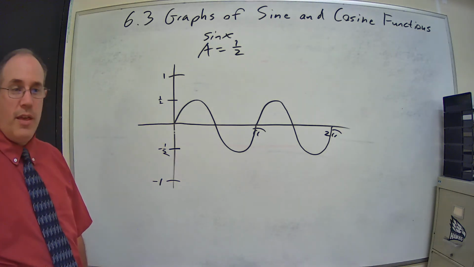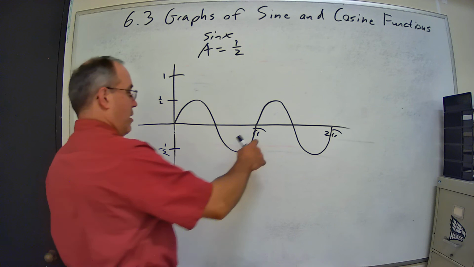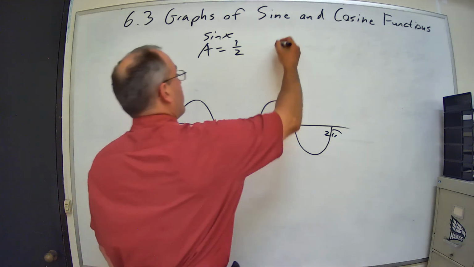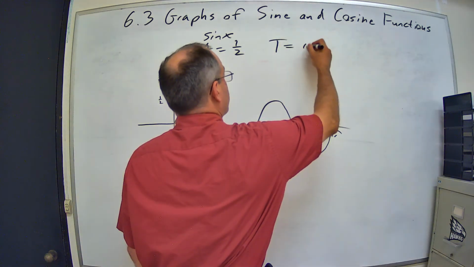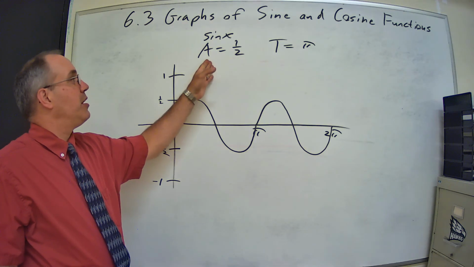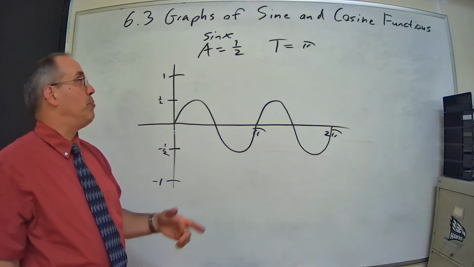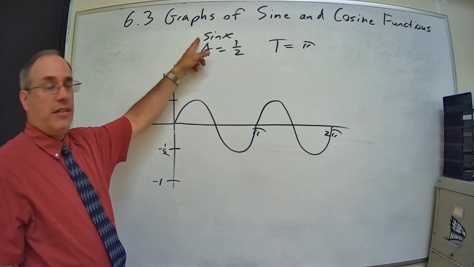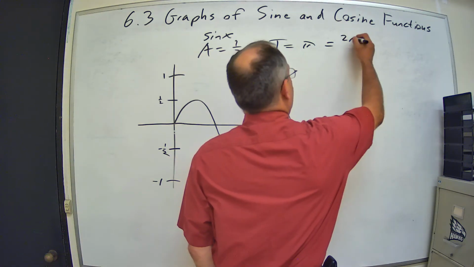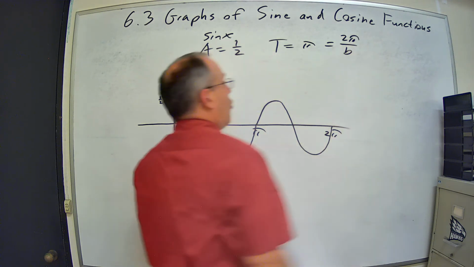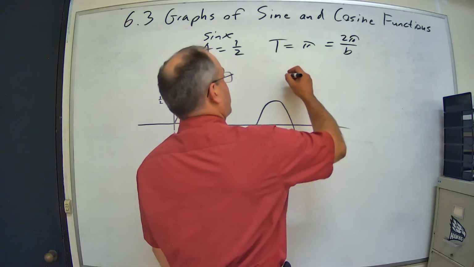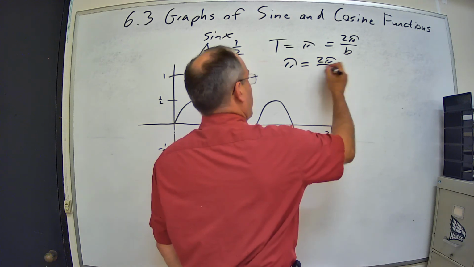That's our amplitude. The other thing we need to know is the period. Well, it starts here and it goes up, down, up again. So the period is equal to pi. So they have the period. So now that we have that, we have our amplitude, we have our period, we need to find B. Because the amplitude is going to give us A. We need to find B. Well, we know the period is equal to 2 pi over B. So if the period is pi, then we can say that pi is equal to 2 pi over B.